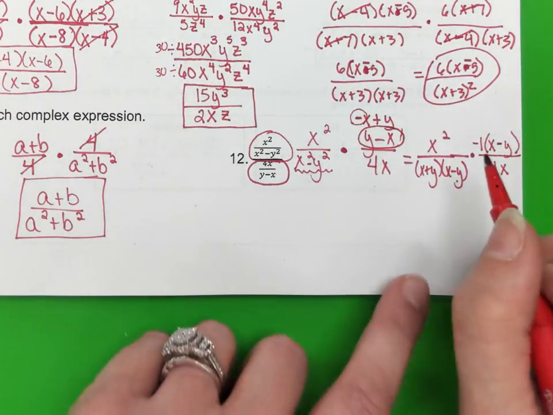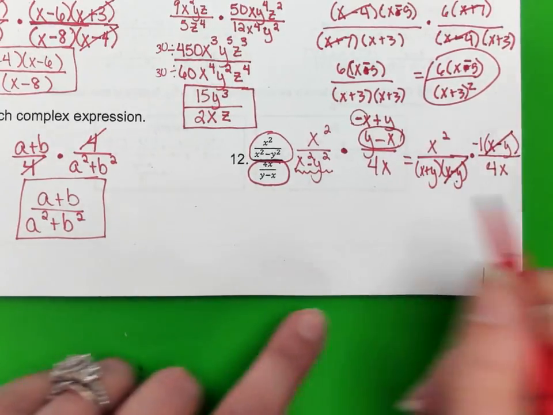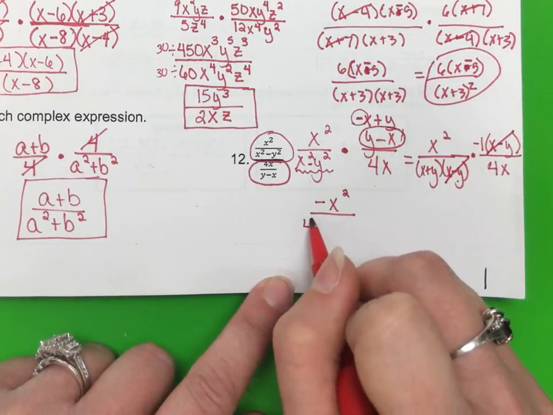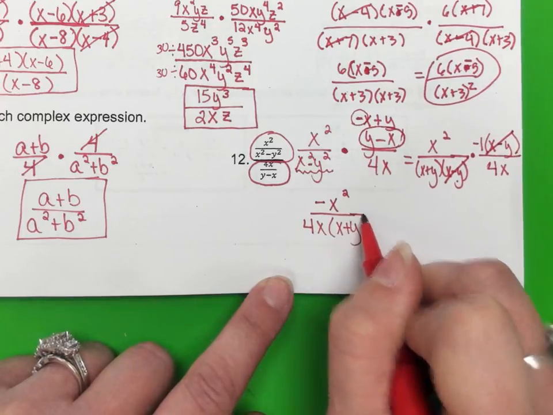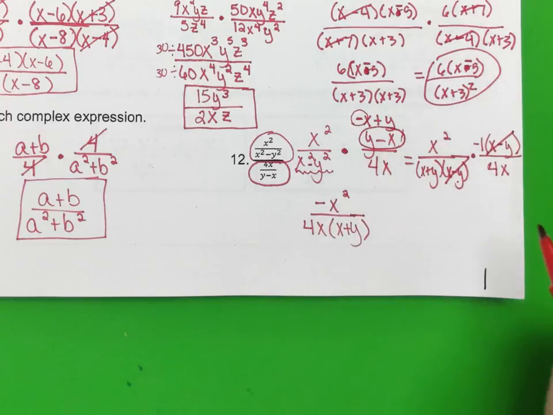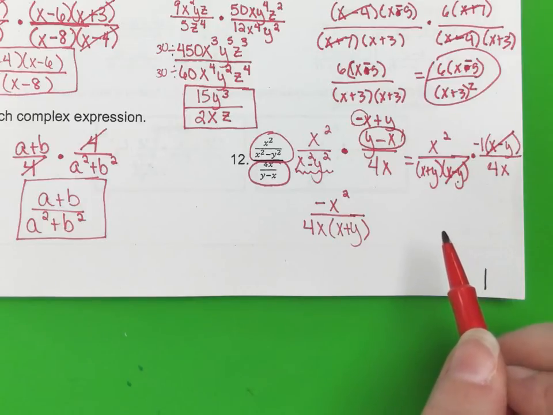And what cancels out? The x minus y's. So I have negative x squared over 4x and x plus y. Negative 1 times x squared is negative x squared. And something else will reduce. The only time things will reduce is if you are multiplying or if things are exactly the same in parentheses.